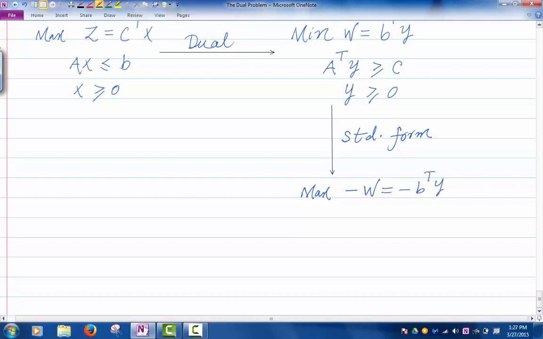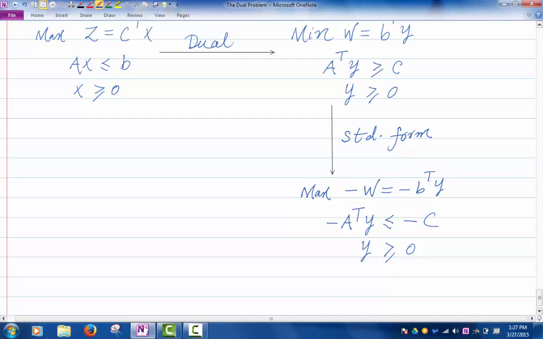And how would you make the constraints less than or equal to? It's multiplied by negative: negative A transpose Y less than or equal to negative C, right? And Y is the same as before. So this is the standard form of the dual problem.